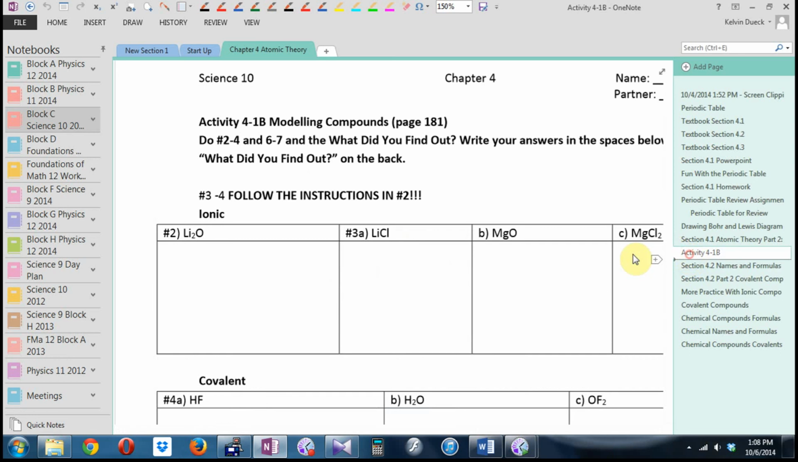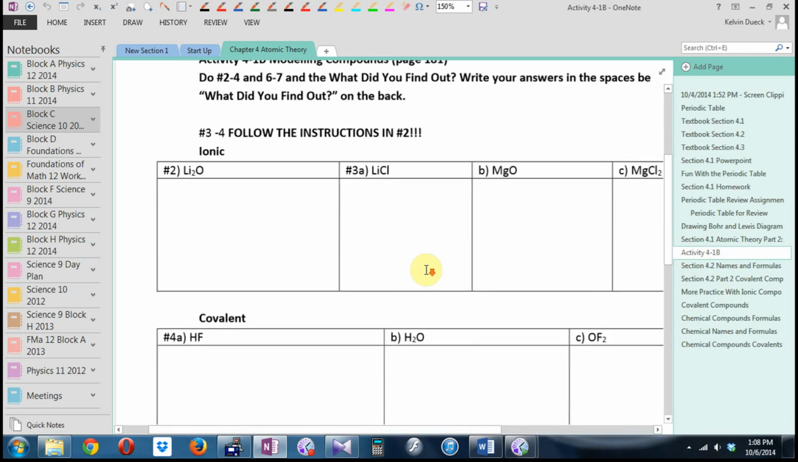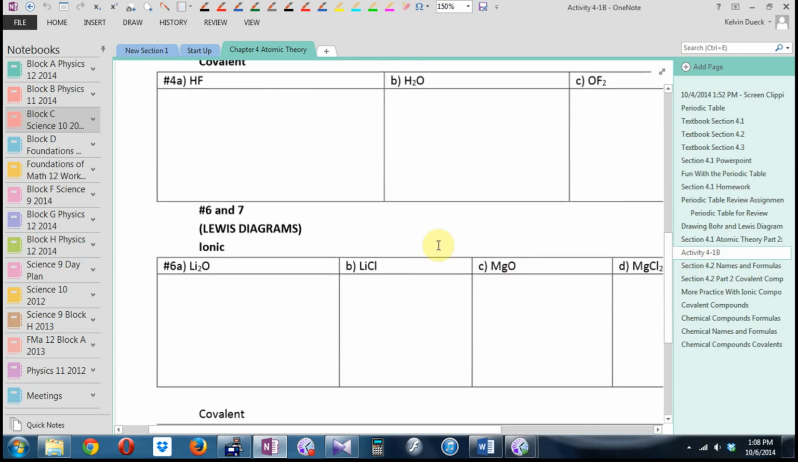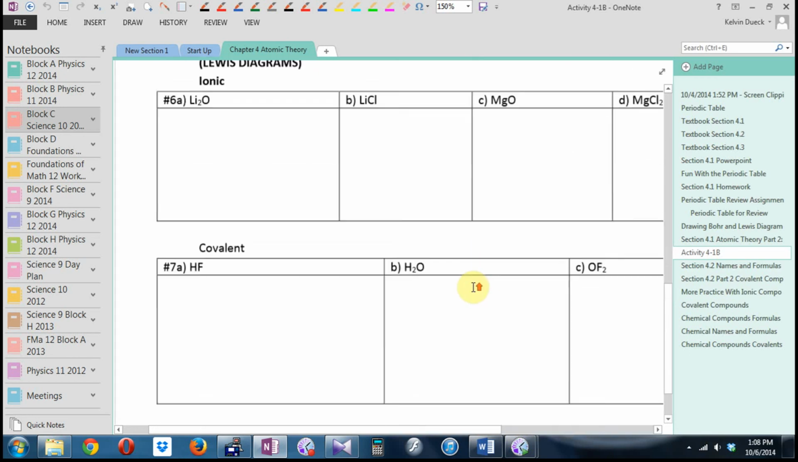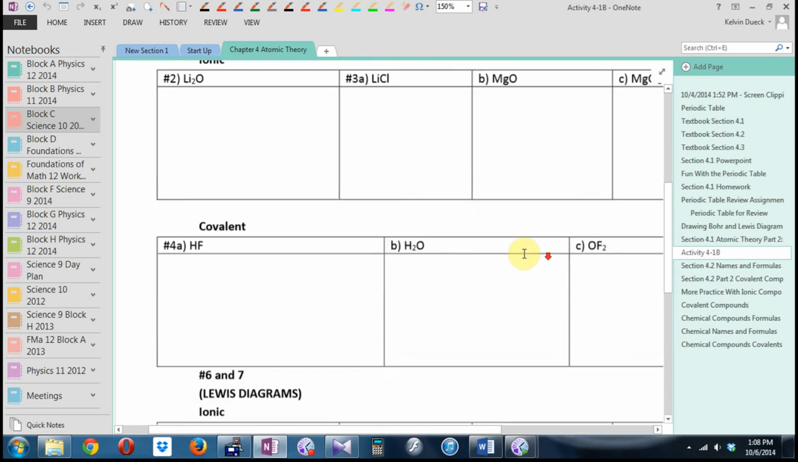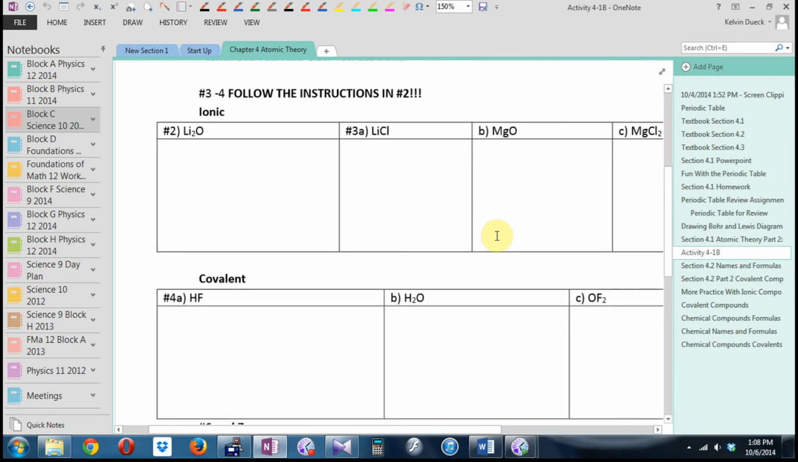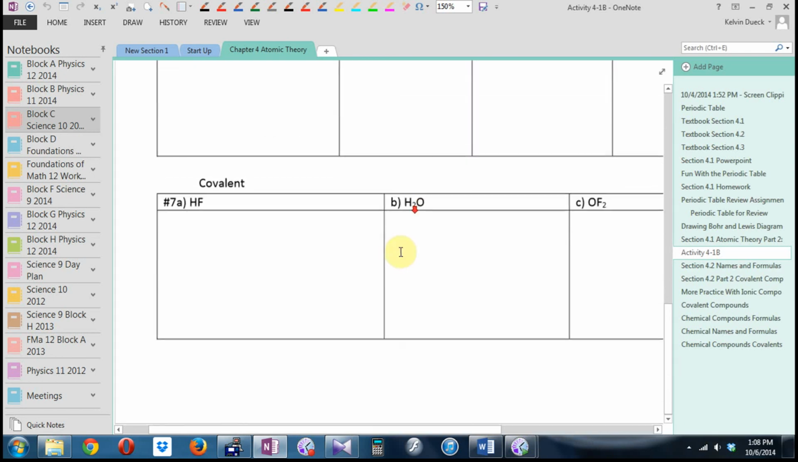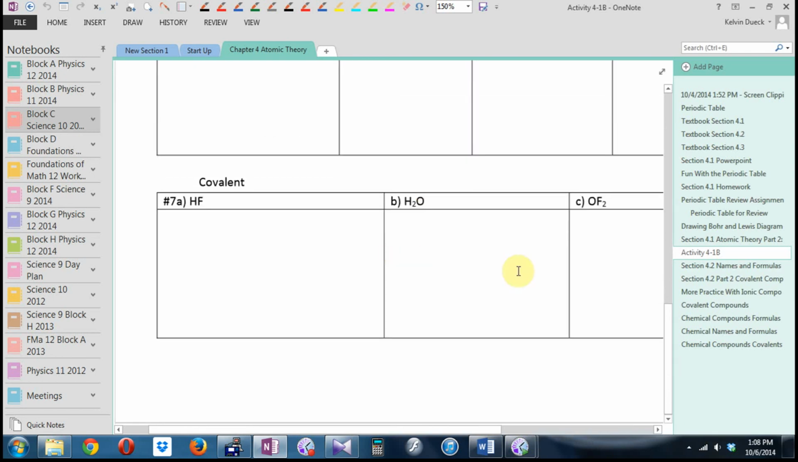So see if you can follow the instructions, and then you're going to be drawing your diagrams for the various questions here. 6 and 7 are Lewis diagrams of ionic and covalent compounds. 2, 3, and 4 are going to be Bohr diagrams. I hate them, but we need to practice. And then I also said answer the what did you find out questions just on the back of this sheet.